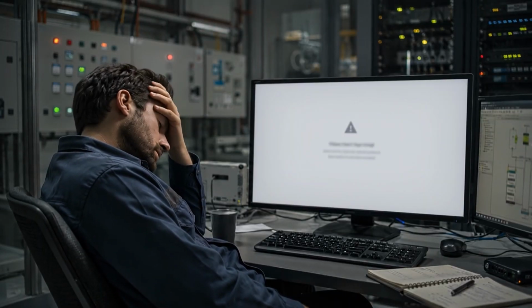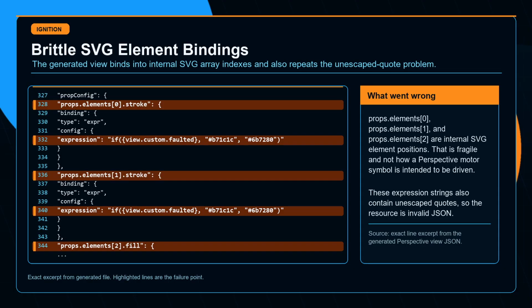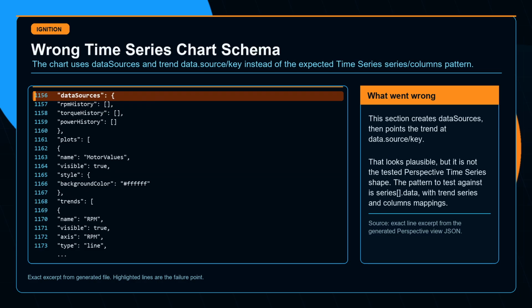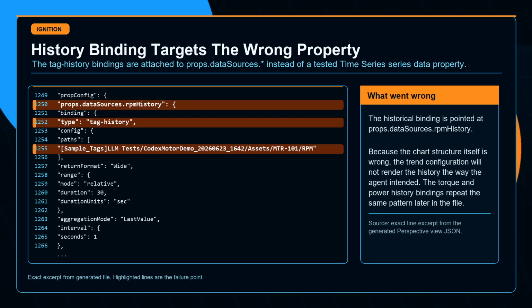So the agent will often hallucinate a property, put a binding in the wrong place, use the wrong event shape, or generate JSON that imports but does not behave correctly. Some of those errors fail loudly, some of them fail silently. The page might open, but a binding will not resolve, a script will not run, or a component will render differently than expected.